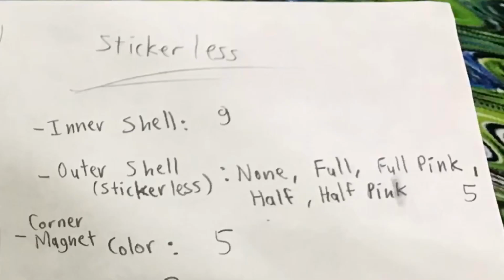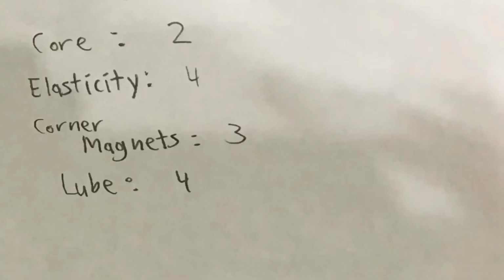For the stickerless side, things are mostly the same, a few changes here and there, so we'll go through them really quickly. For the inner shell, there are 9 different options. The outer shell replaces the stickers, so basically none, full bright, pink, half bright, and half bright pink. Magnet color has 5 options, 2 options for the core, 4 options for the nuts, 3 options for the corner magnets, 4 options for the lube, plus 4 options for the magnet strength.